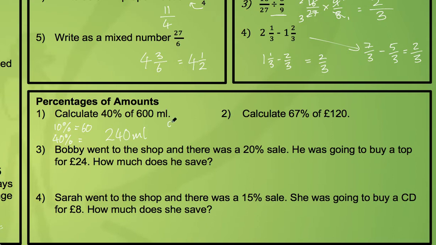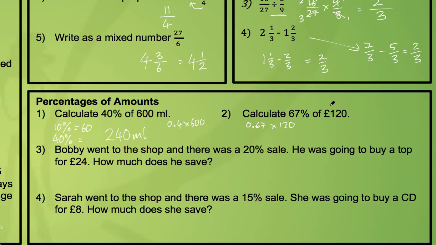Calculator method for that would be 0.4, 40%, times by 600. Also gives you 240 milliliters. 67% of 120, I will use a calculator for that one. That is 0.67 times 120.